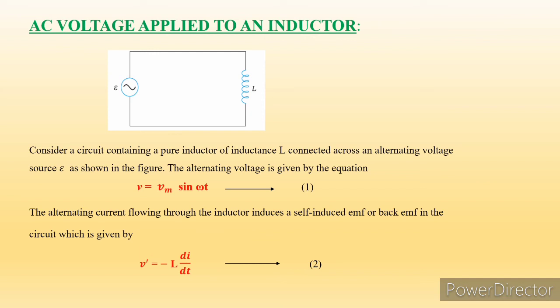the figure. The alternating voltage is given by the equation V equal to Vm sin omega t, equation 1. The alternating current flowing through the inductor induces a self-induced EMF or back EMF in the circuit, which is given by V dash equal to minus L di by dt. This is equation 2.